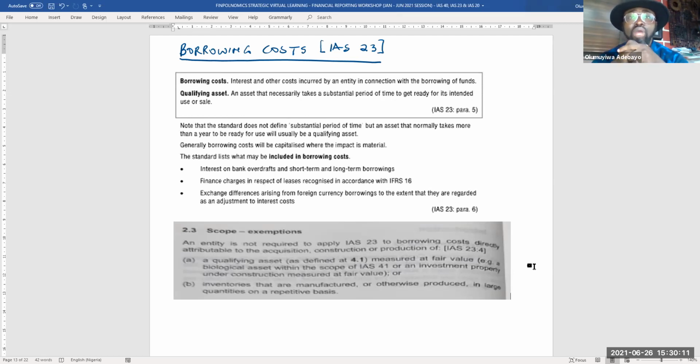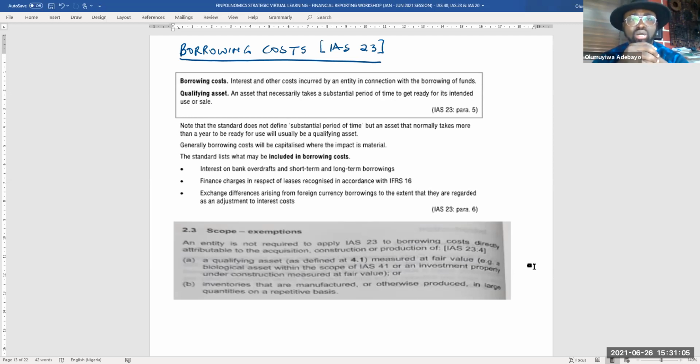Secondly, the requirement of IAS 23 may not apply to inventories that are manufactured or otherwise produced in large quantity on a repetitive basis. What does that mean? If inventory is produced by way of manufacturing or production on a repetitive basis, for example, a product line like Coca-Cola, or cement from Dangote Cement, and all of what is repetitive in nature of production, and it does not necessarily take an extended period of production, such will not qualify for the purpose of this standard.